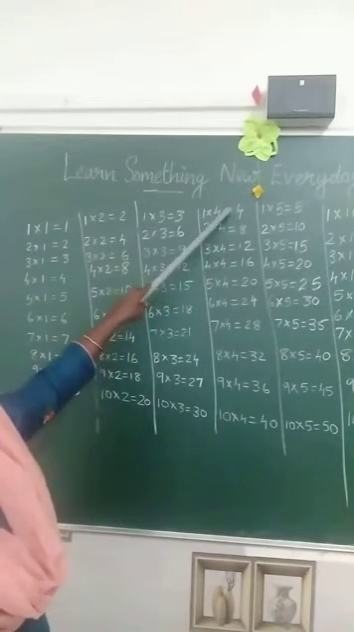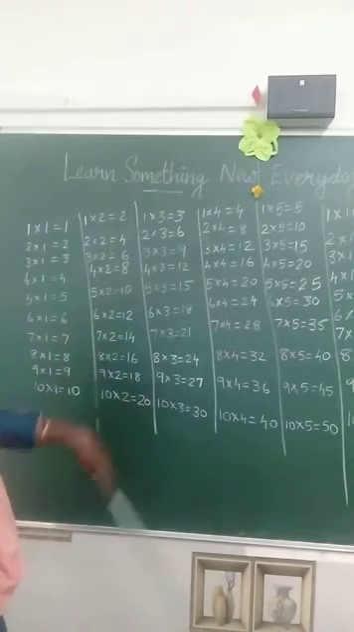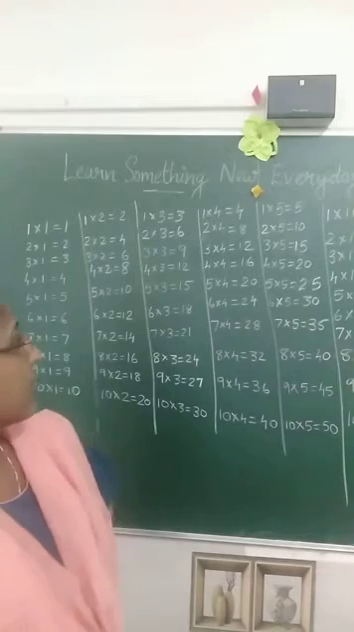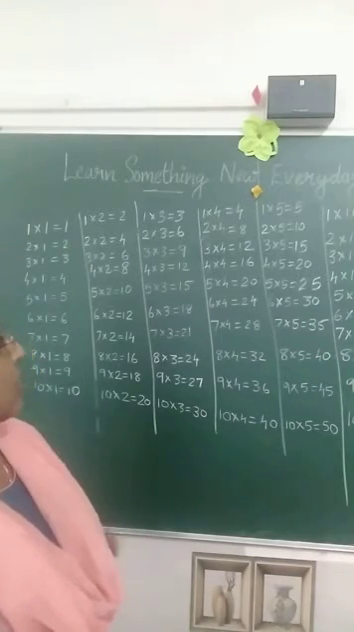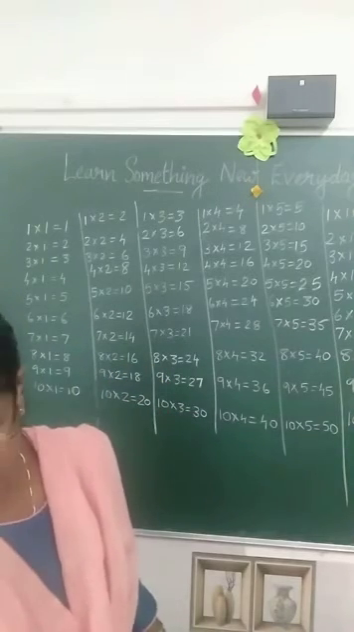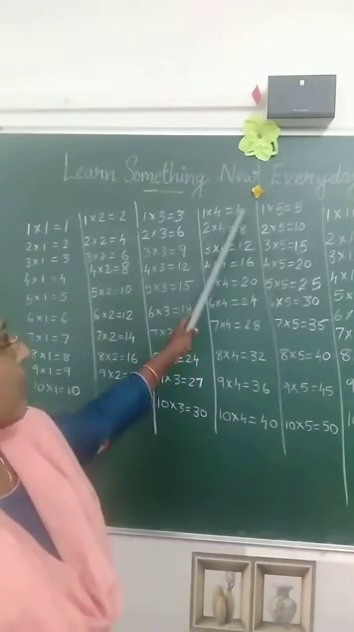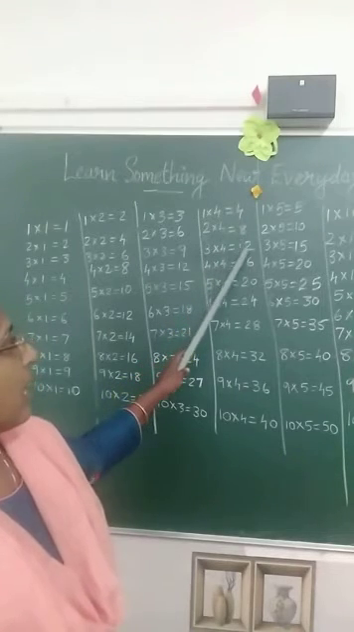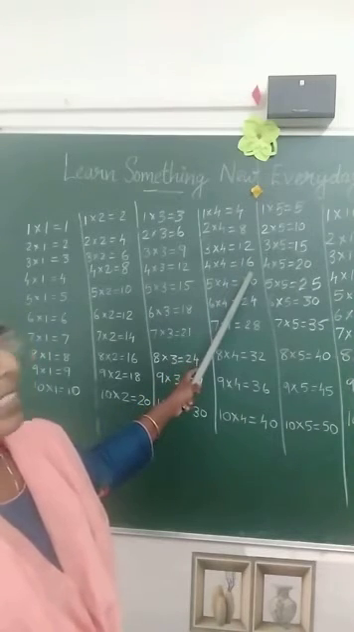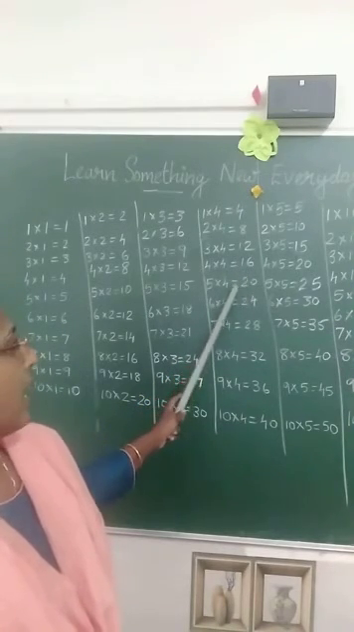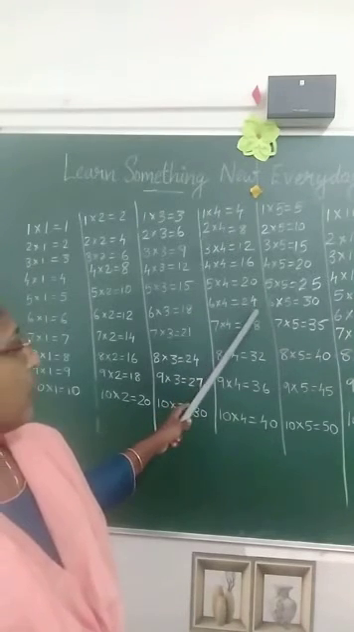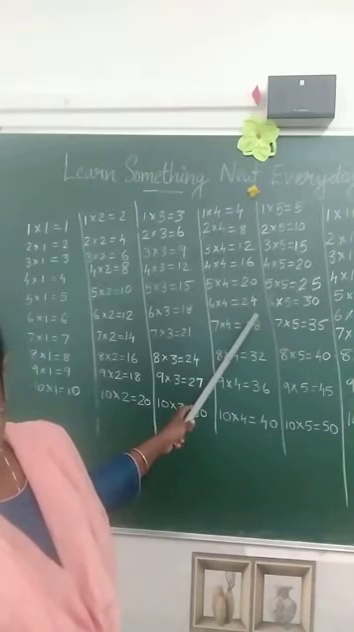Then look at the answer part. Also look at the answer part. Which number? Is it odd or even? Yes, here also we got even numbers. Even numbers. And see the ones place, this is ones place. 4, 8, and in 12, 2 is in ones place. In 16, 6 is in ones place. And in 20, 0 is in ones place. And in 24, 4 is in ones place.